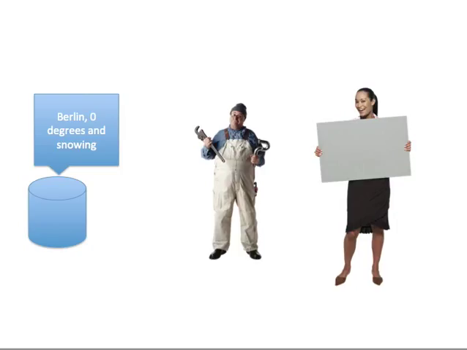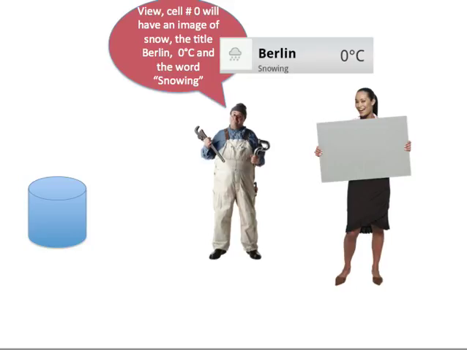Now it is on the data source or the adapter to actually design the cell and the look of it. So for example, it can say to the view that the cell number 0 will have an image of snow, the title Berlin, and 0 degrees Celsius with the word snowing. So some of this comes from the data, right? This Berlin, the snowing, the 0 Celsius. But then the data source also did some tricks, to look at these words and actually select the correct picture, right?